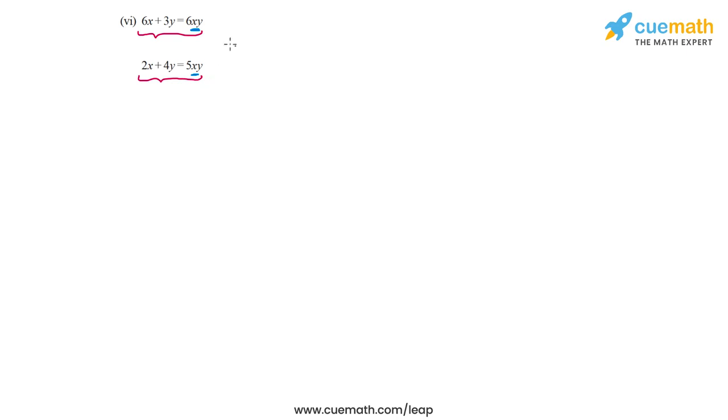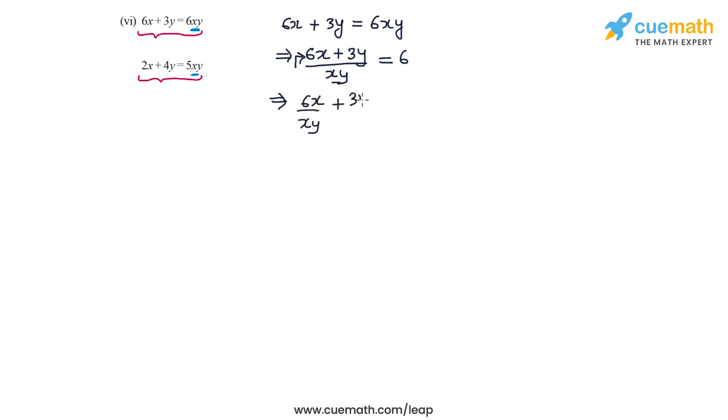So let's see how we can do that using the first equation. The first equation is 6x plus 3y equal to 6xy. So let's divide both sides of this equation by xy. So we get 6x plus 3y by xy equal to 6. And now we divide each term of this numerator by xy. So we get 6x by xy plus 3y by xy equal to 6.